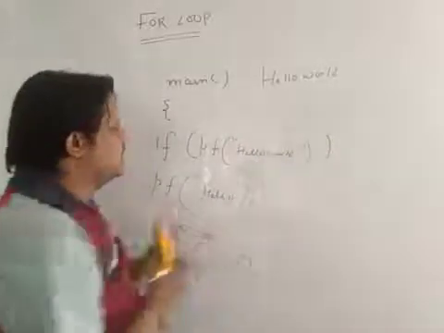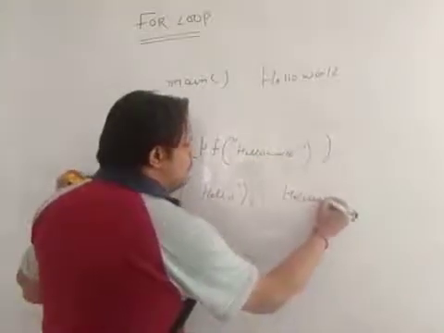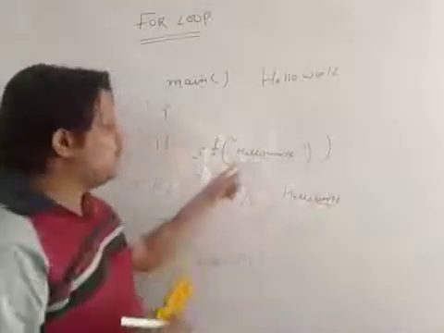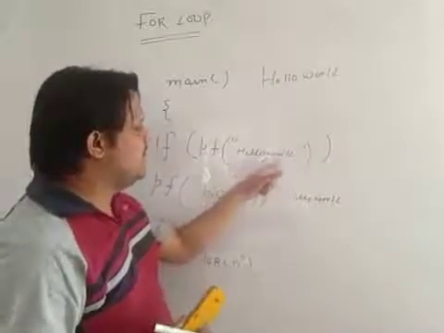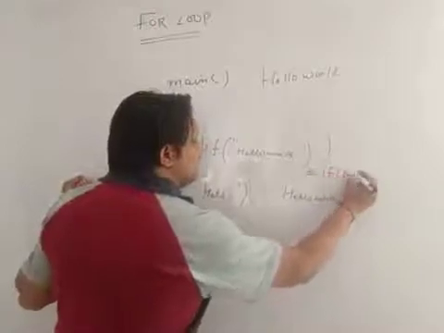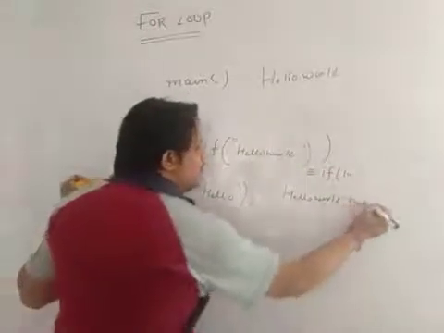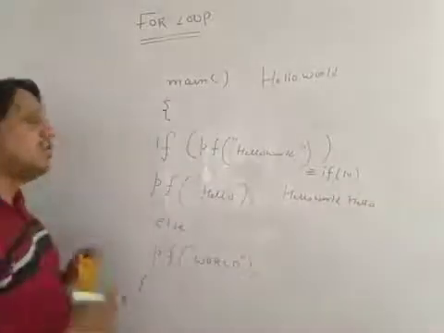The answer is it will print hello world first, right? Then the number of characters: 1, 2, 3, 4, 5, 6, 7, 8, 9, 10. This becomes equivalent to if of 10. Again this condition is true. If this condition is true, you're going to again print the word hello. So it will print hello world hello, but not hello world.